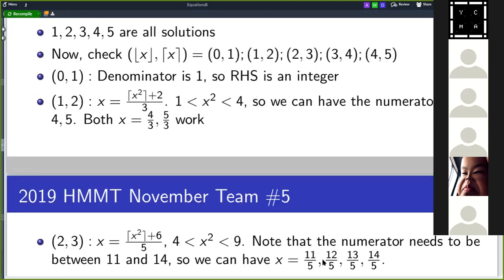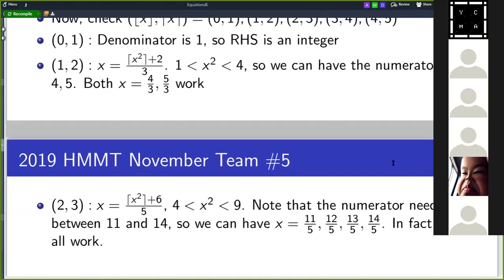And then let's quickly check. So 11/5, if we square it, we get 121 over 25. The ceiling is 5. And then 5 plus 6 over 5 is 11 over 5. So 11 over 5 works. And then we'll check 12/5, 13/5, and 14/5, and we actually get that all of them still work. So now we're probably a bit suspicious. It looks like everything we're getting so far is working, besides 0, 1. But if we try to apply the same thing for 0, 1, we actually get that there were no solutions to begin with. So yes, everything does seem to be working. So let's try general n and show that everything works.